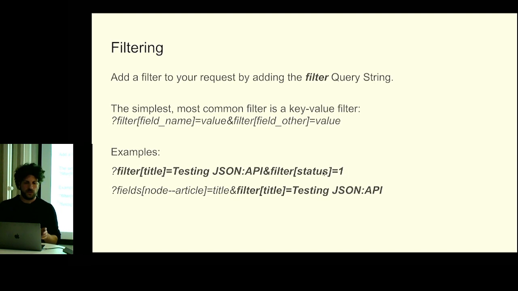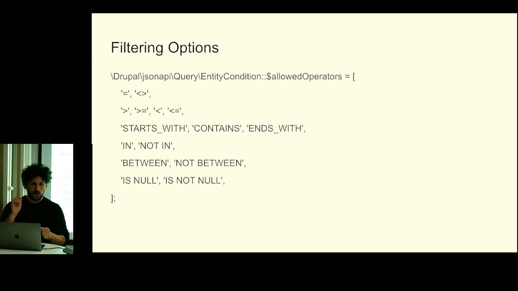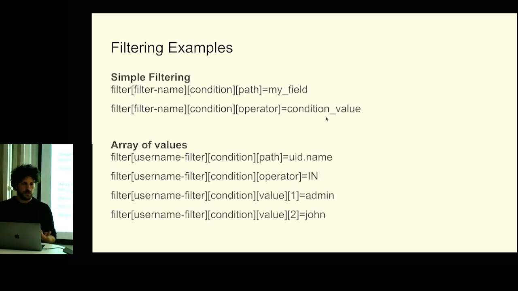This filter is basic, so it's just equal. So get the status that is 1 and get the title that is this one. But of course, there are more filtering options. So we have the equal, the not equal, greater than and equal, starts with, in, and not in, between. And we can use this again in the query parameters, doing the simple filtering.